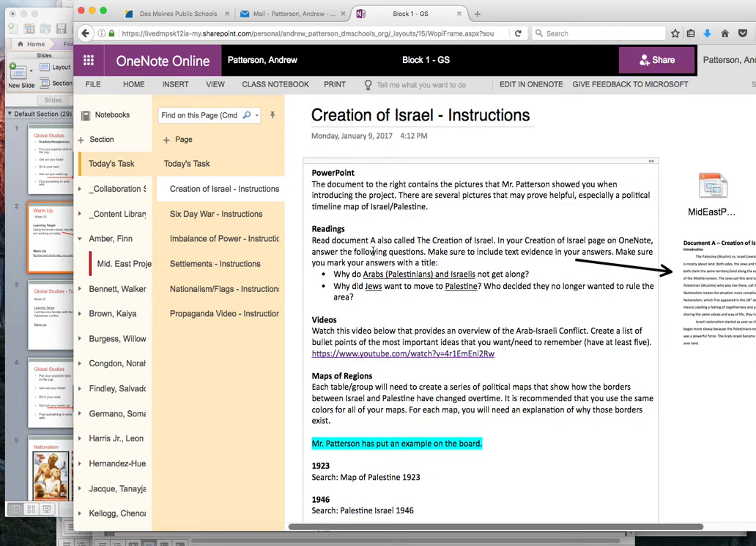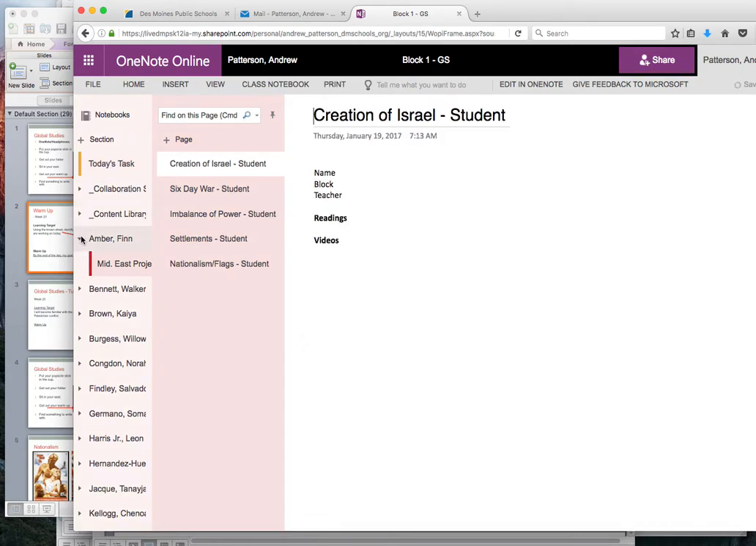So if it talks about, like you guys read yesterday, the creation of Israel, which is also labeled as document A, what you would then do, I'm going to use Finn's as an example. So you click on this side over here, creation of Israel. So this is where Finn is writing his answers.